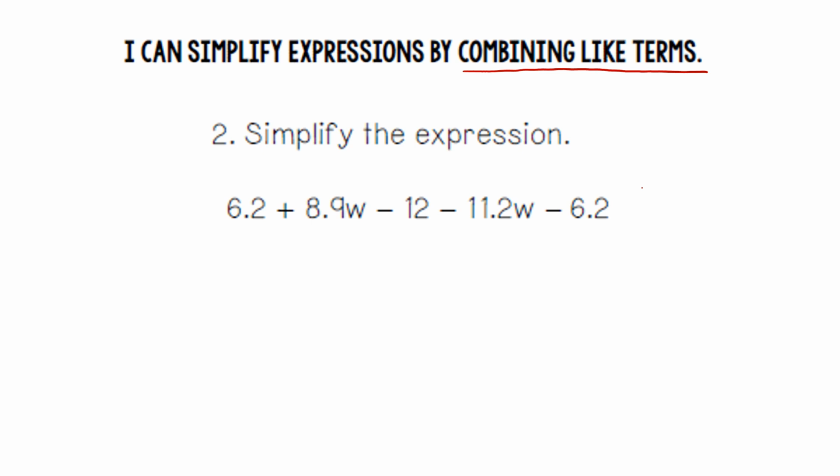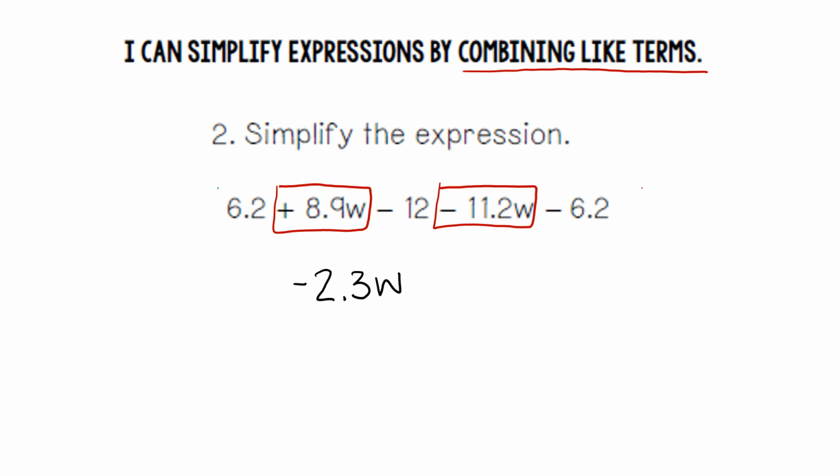So we can combine the 8.9w with the minus 11.2w because they share the same letter. 8.9 minus 11.2 gives us a negative 2.3w.